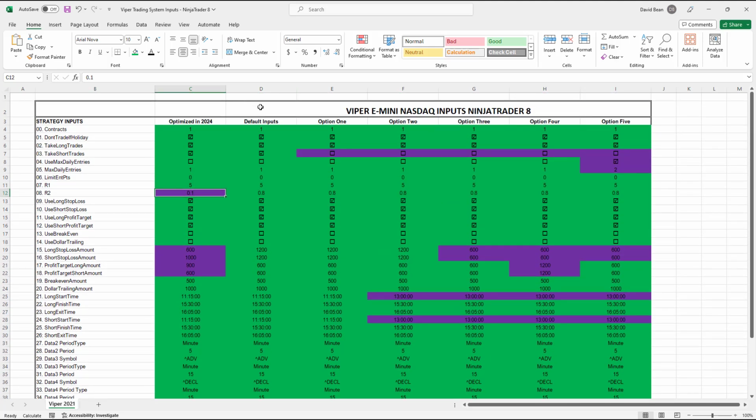And so you can test the default inputs. You can test the option 1, which only takes long trades by turning the shorts off. Option 2 adds to that by changing the entry times even later in the day, so it only tries to capture the afternoon rallies. Option 3 moves the stop loss in to 600 instead of 1200. Option 4 moves the profit target out from 600 to 1200, still taking those late trades, long only.